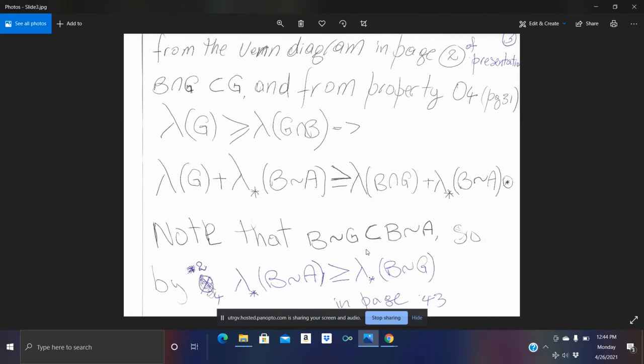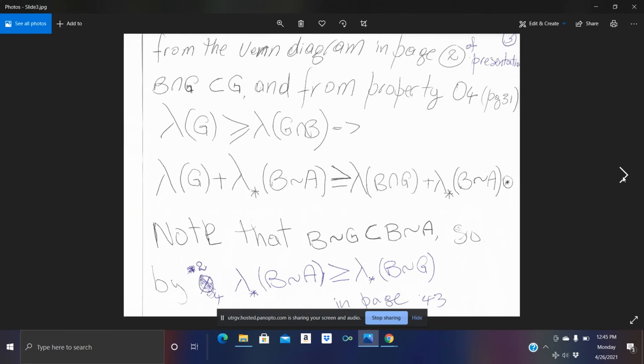So because of that, we can also apply property star 2 on page 43 of the Jones book. Everything we refer to is in the Jones book, basically. In that case, we'll be able to say that the inner measure of B minus A is greater than or equal to the inner measure of B minus G. So with that, we will be able to replace the inner measure of B minus A here.